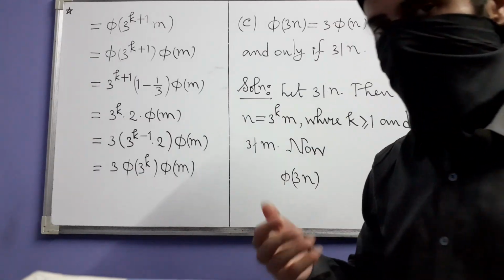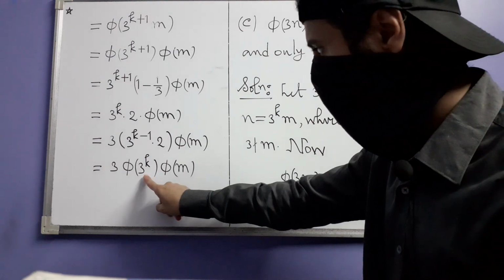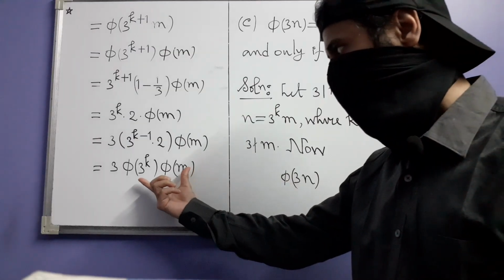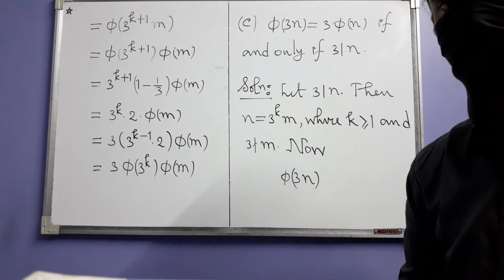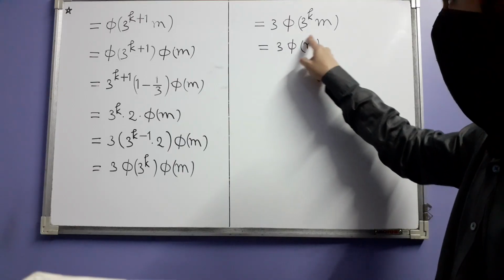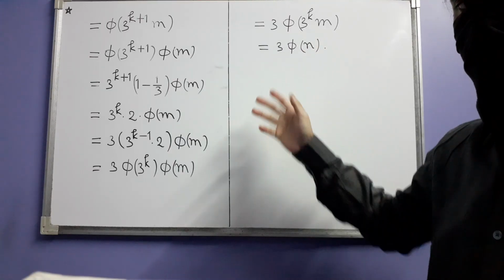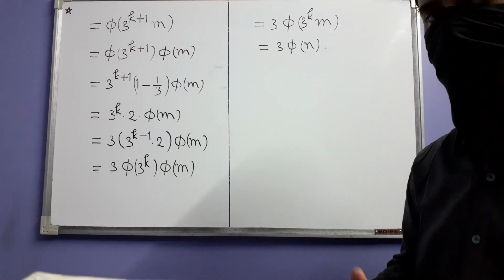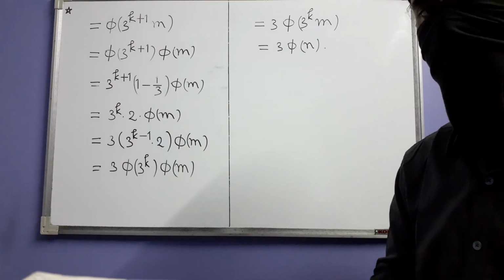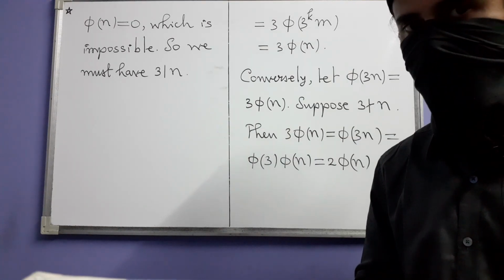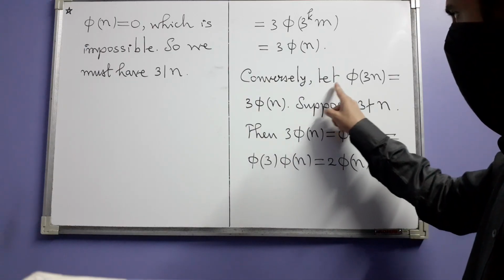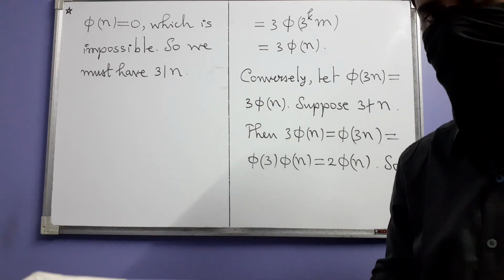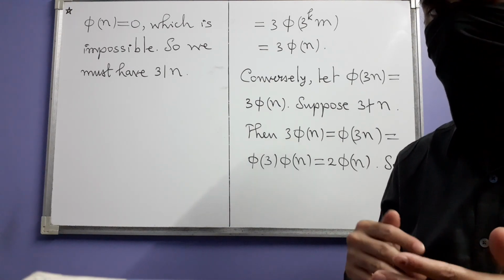And then you can understand what the next step would be, because this 3 to the power k and m are relatively prime. By the multiplicative nature of phi, you can merge them together and have this, which then becomes phi of n. So that's how you are getting phi of 3n is equal to 3 times phi of n if n is divisible by 3. And now we will go for the converse. The proof of the converse is actually shorter. Conversely, let phi of 3n be equal to 3 times phi of n. Now what is it that we want to prove? We want to prove that then n is divisible by 3.